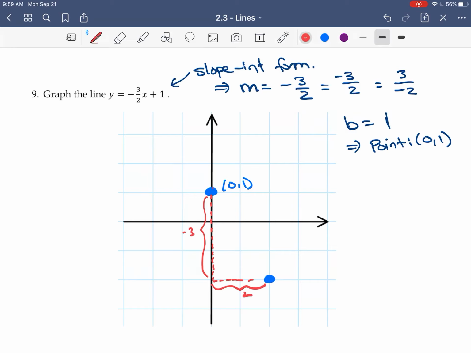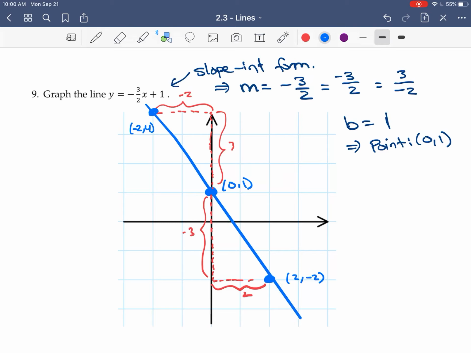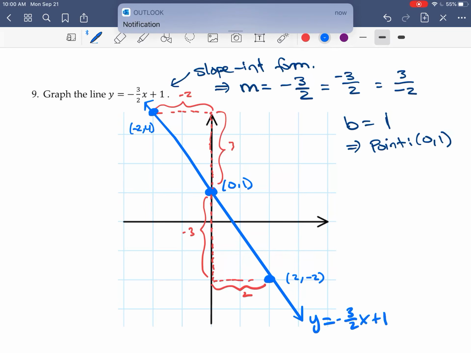Or we could have gone up 3, so a positive 3, and then over 2 to the left, since a negative run is a left value. That's going to give us a point here. Now notice all 3 of these points are on the same line. This one is (-2, 4), and this one down here is (2, -2). Then we just connect them with a straight line. So that would be the line y equals negative 3 over 2 x plus 1.